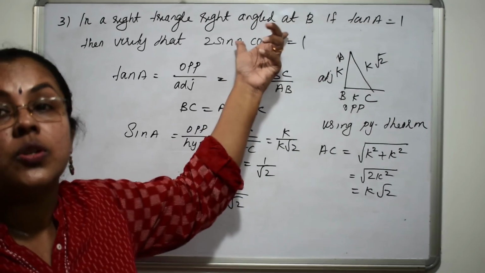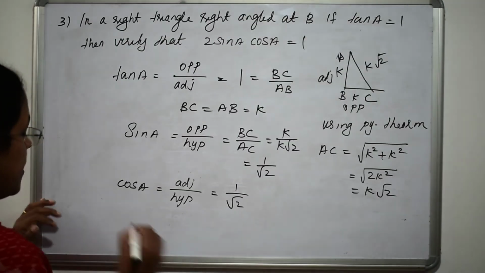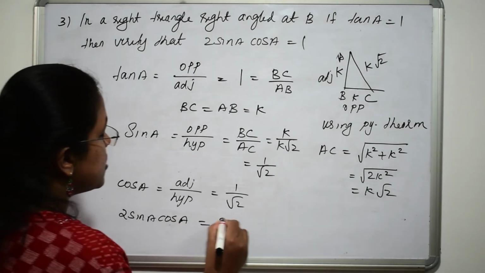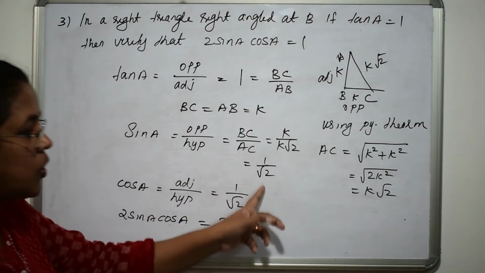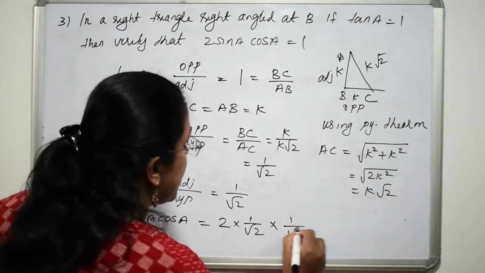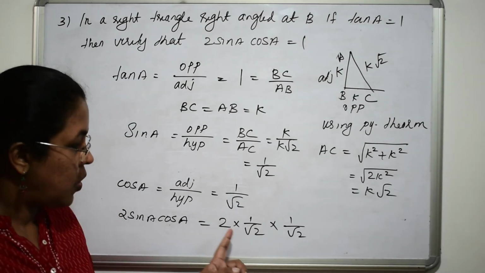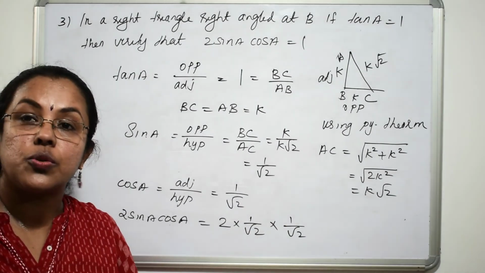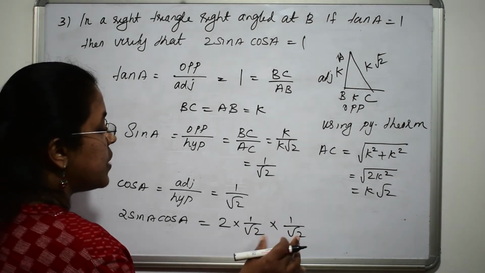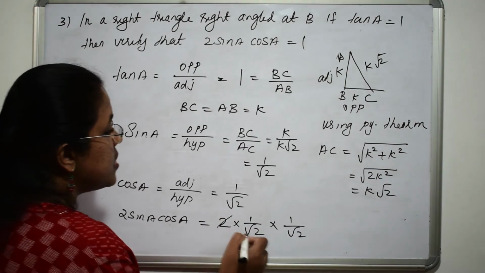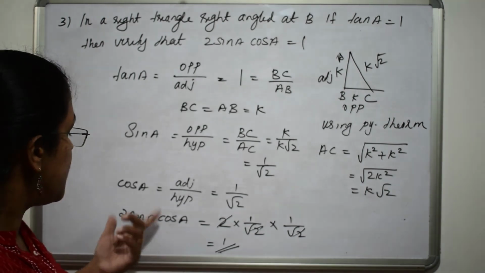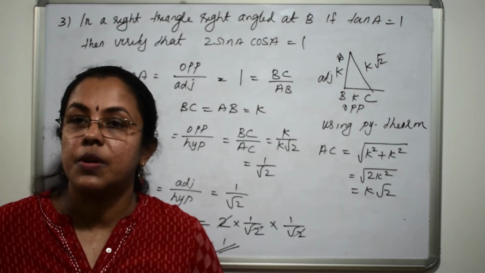What to verify? 2 sin A cos A is equal to 1. 2 sin A cos A is equal to 2 into, what is the value of sin A? 1 by root 2. What is the value of cos A? Again 1 by root 2. All of you know root 2 into root 2 is 2. We can cancel 2 with this 2. Cancelling both the 2's, we get the value as 1. So 2 sin A cos A is equal to 1.